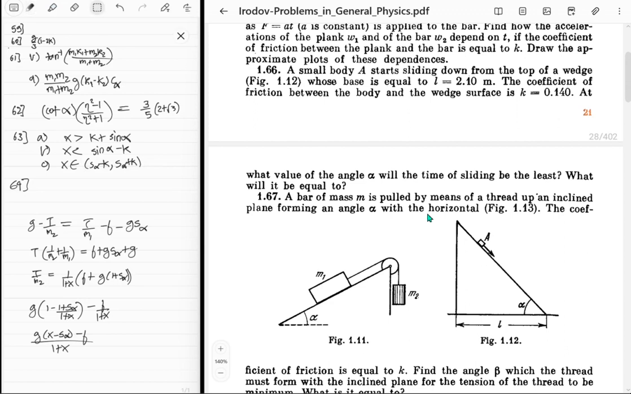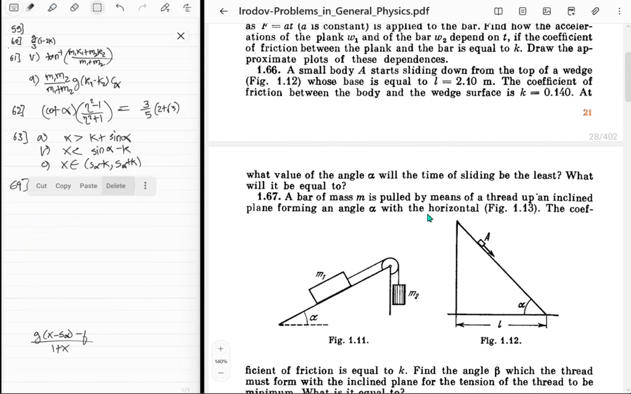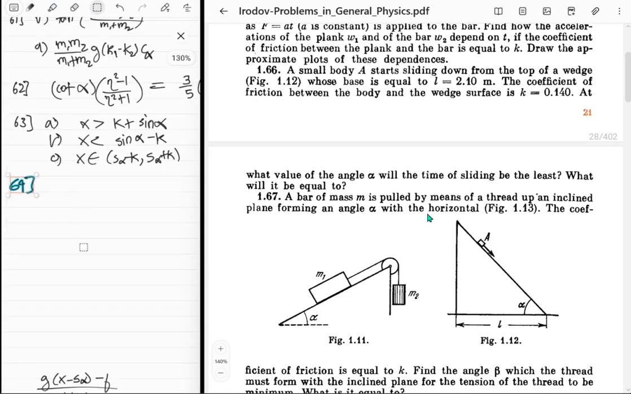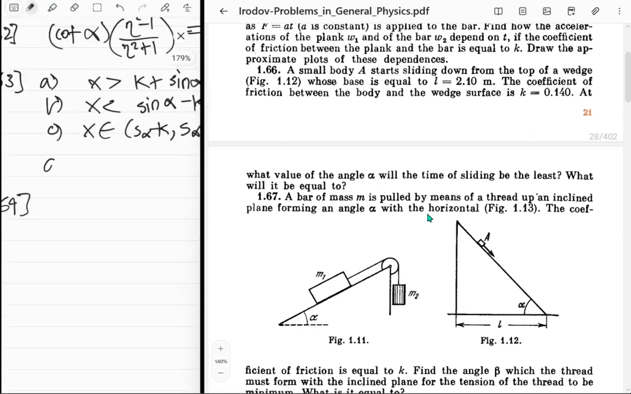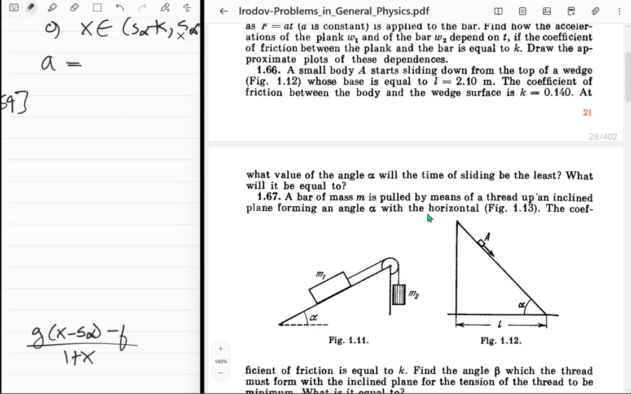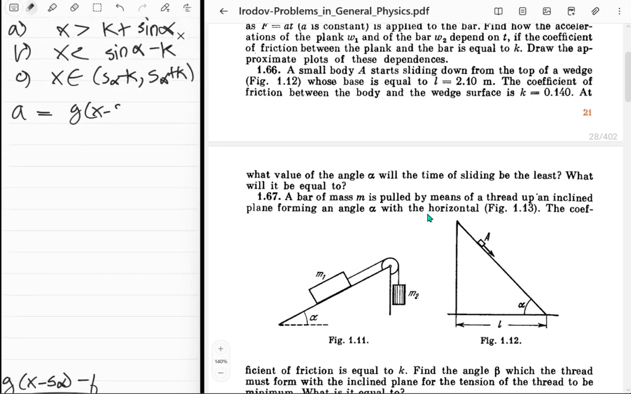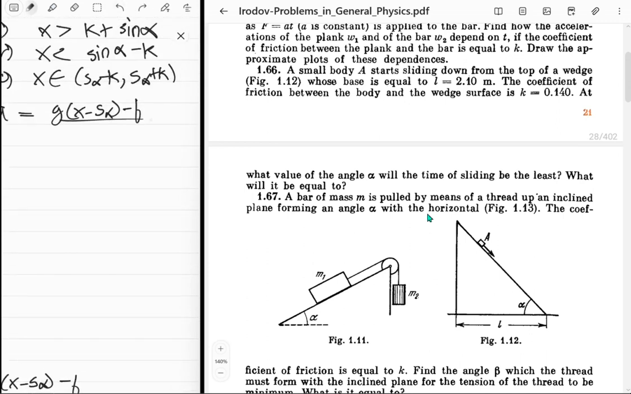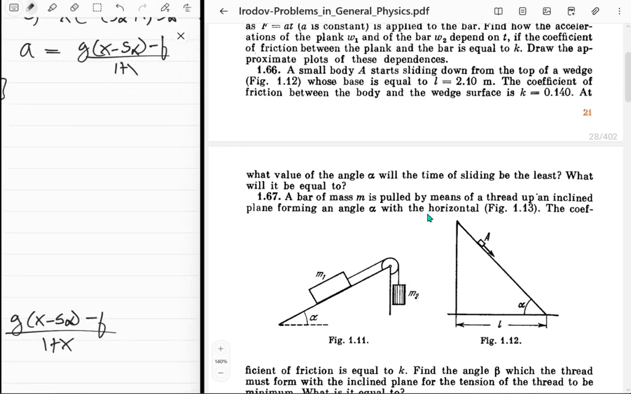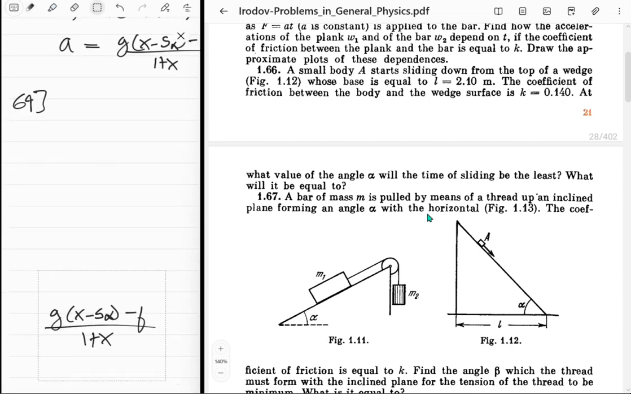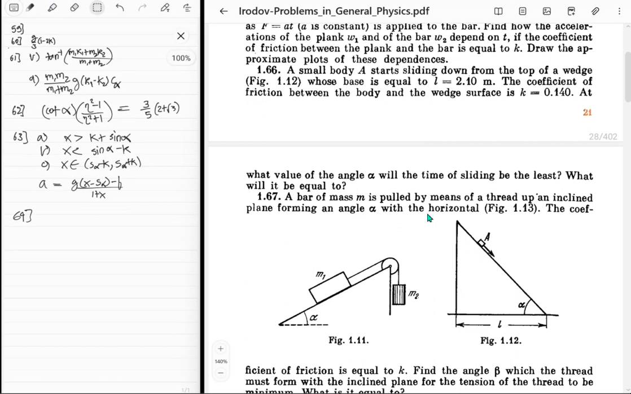Okay, this is the one acceleration. So 60. Yeah, I should just do this thing. Acceleration is equal to g times of x minus sine alpha minus the frictional force upon, sorry, frictional acceleration, of course, upon 1 plus x. So let's do it. Now what's happening in this case?